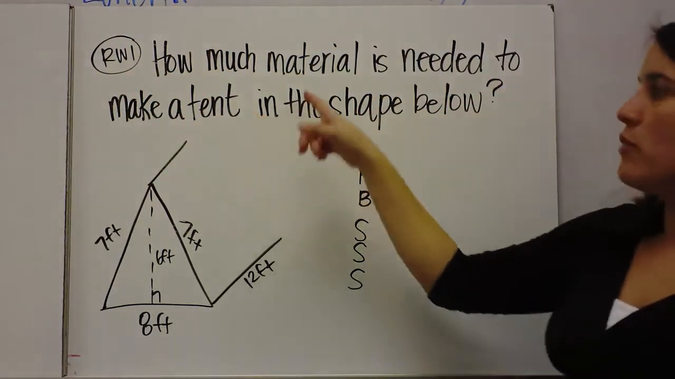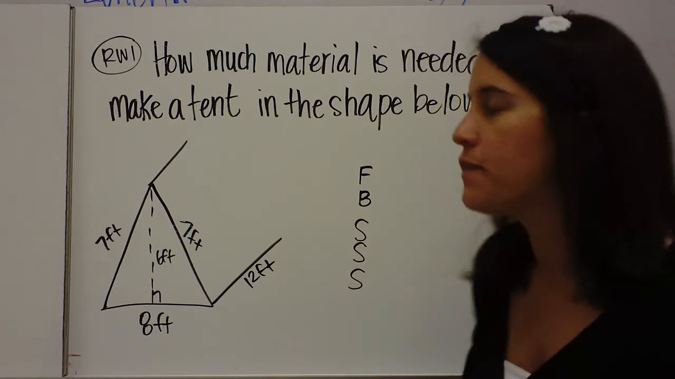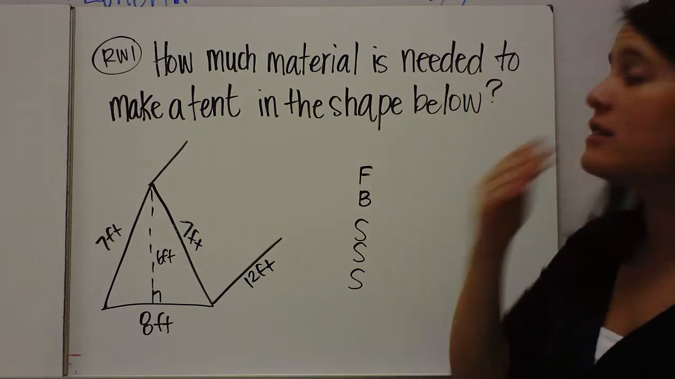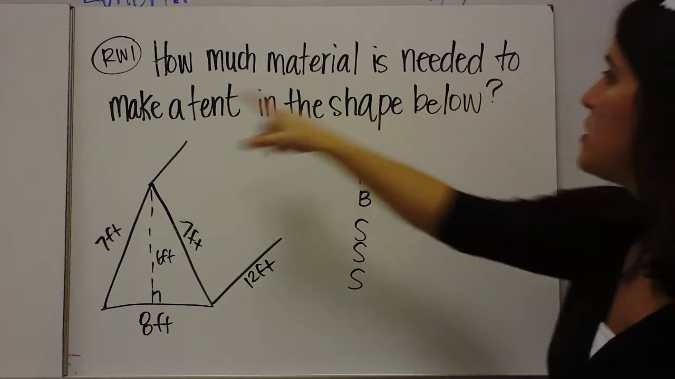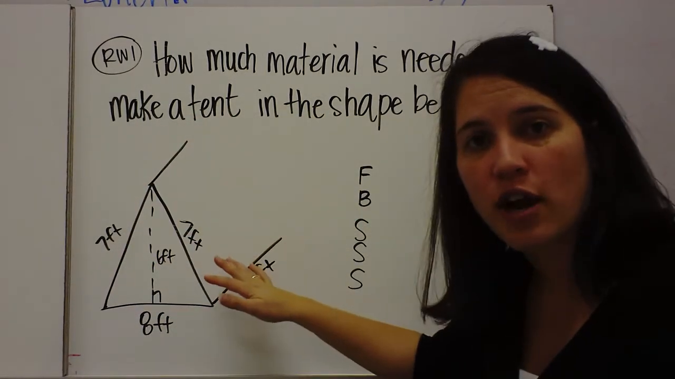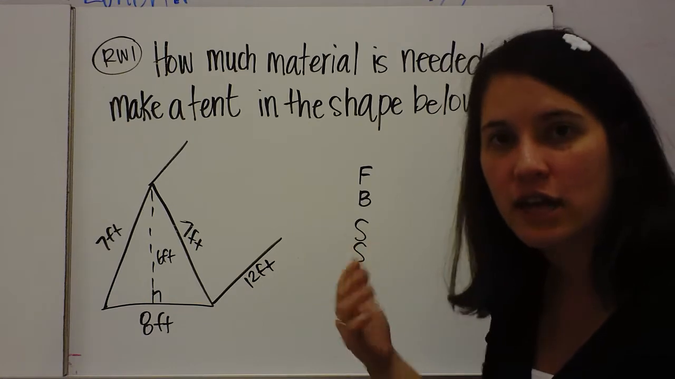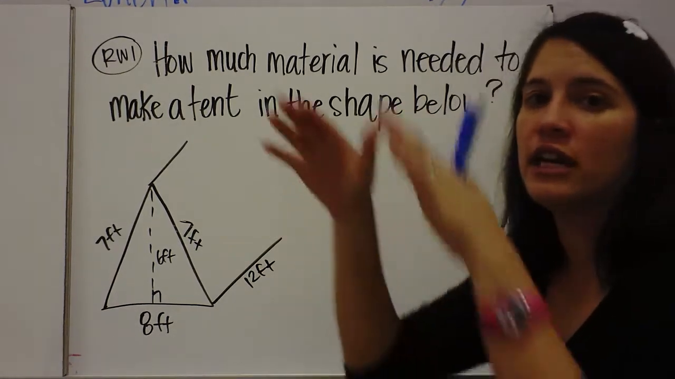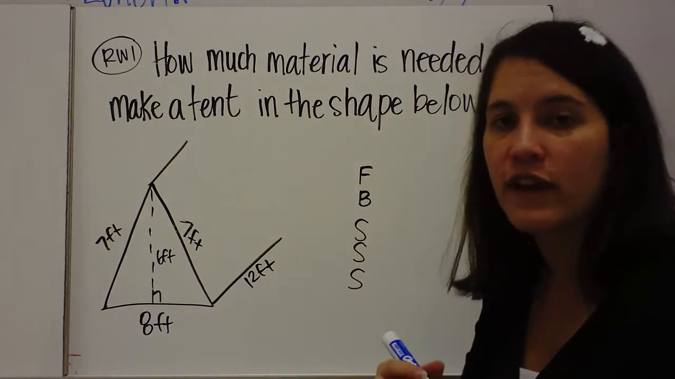And here we go. Real world number 1. Pause it so you can write this down. And it says, how much material is needed to make a tent in the shape below? So we have a tent in the shape of a triangular prism, and material goes on the outside. So that's the surface area. It's the material that goes on the outside of all the faces.